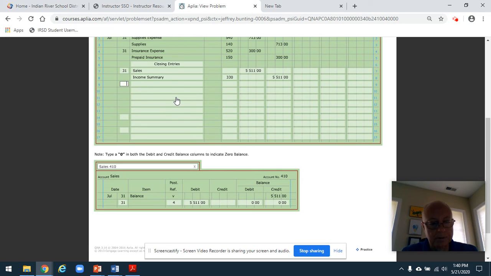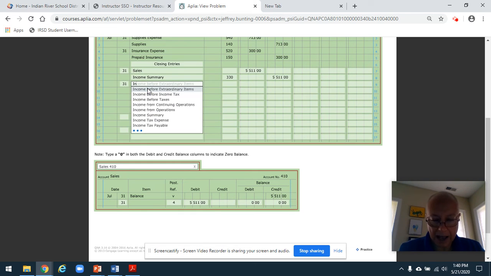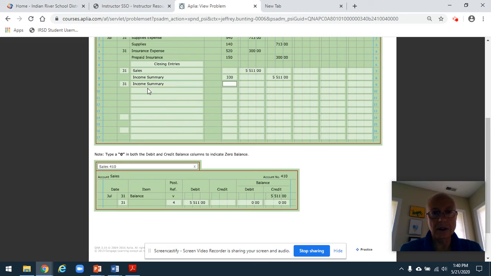Step 2, same deal. Okay, so let's go back here. We're going to use the income summary account again. They're going to be back to back here because we're going to be closing the debit normal balance account. So I'm just going to go ahead and pre-fill this for the sake of expediency. All right, now, so we've got add expense.